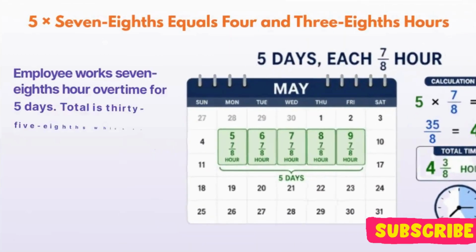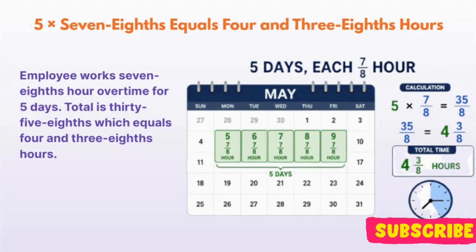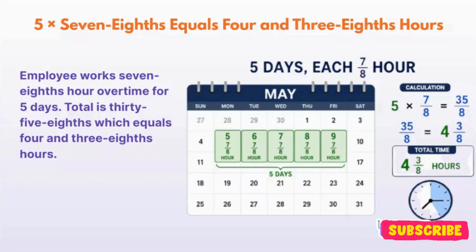Okay, let's take another example in which an employee works 7/8 hours overtime for 5 days. If I want to multiply 5 with 7/8, the answer will be 35/8, as 5 times 7 is 35. It can be converted into a mixed fraction, as you can see.